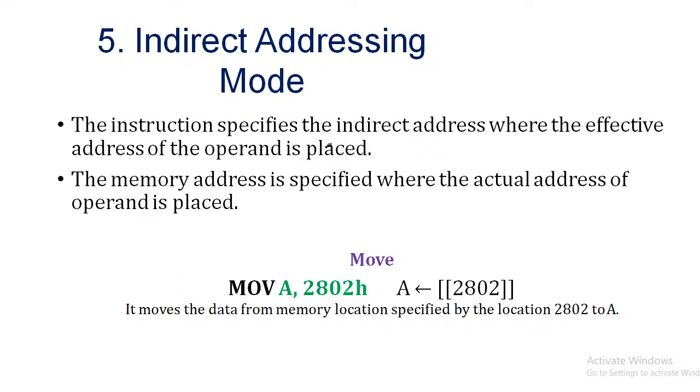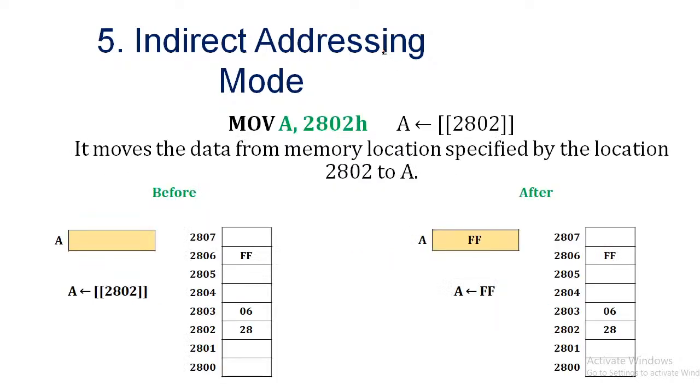Now come to the indirect addressing. What is happening in case of indirect addressing? In indirect addressing, the effective address of the operand is, I will just go to the example part, it will be easier for you. Before indirect addressing, A will be having something, so something will come to A. What is going to come to A? Whatever is the content of 2802, will it come to A? No.